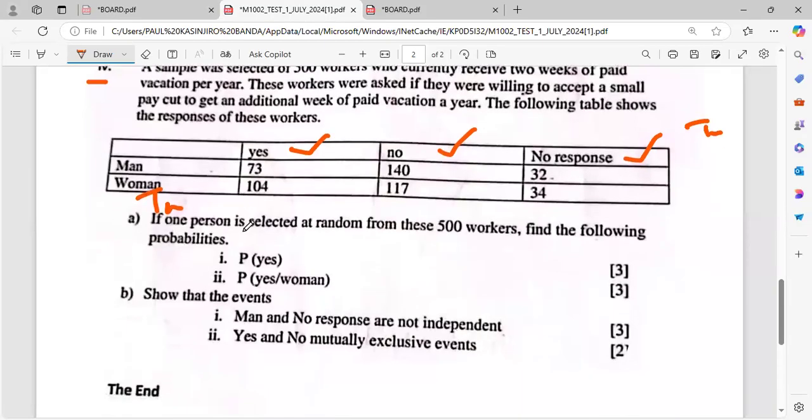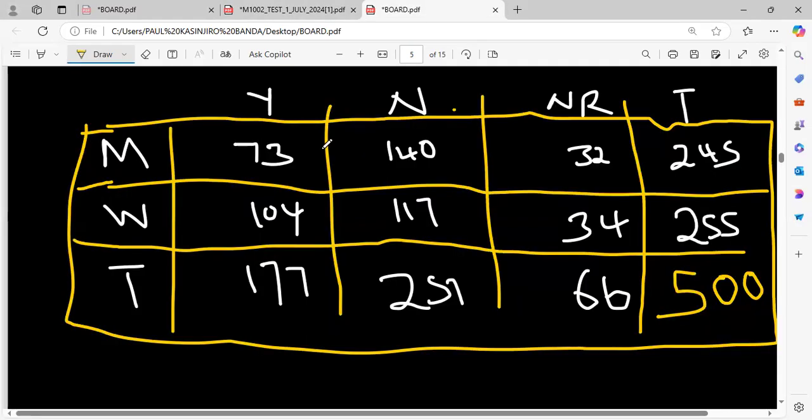The first question they're saying, A, if one person is selected at random from these 500 workers, find the probability that that person said yes. To find the probability of a person saying yes, we are just going to divide the total that said yes by the total number of workers that we have. That would be the probability.